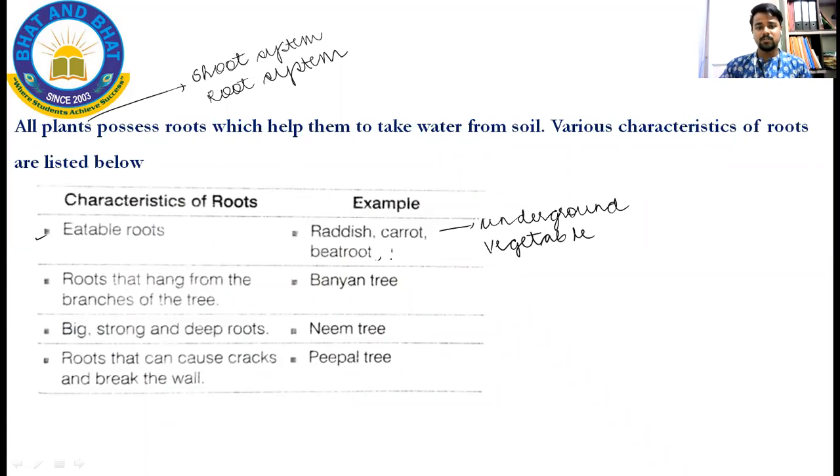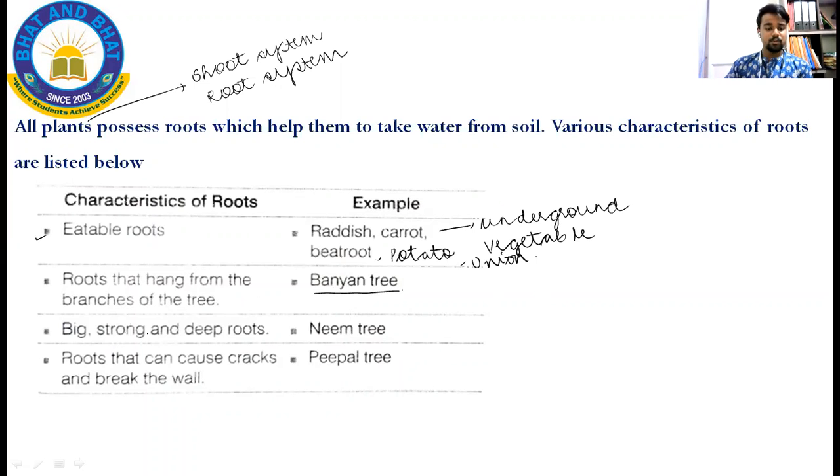Again, for example, you can write out potato and onion. Clear now? These are the shoot system, in the sense stem, leaves, all those things are called the shoot system. Roots that hang from the branches of the tree. In which tree will the roots hang from the branches? It is the banyan tree.